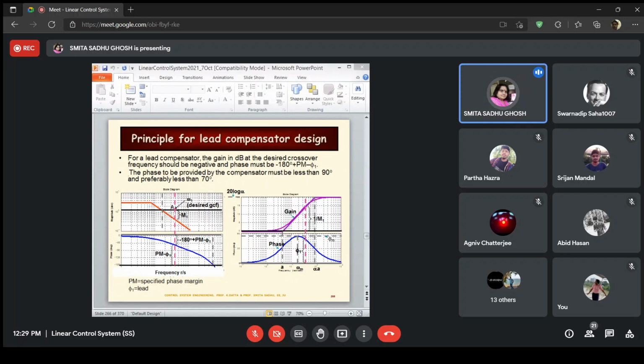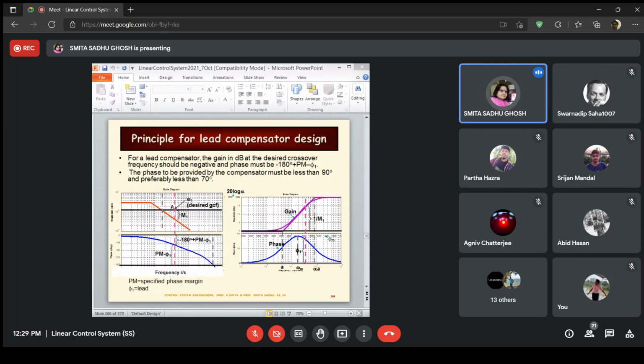What will happen to the magnitude plot? The magnitude plot will become such that the compensated system gain crosses at the frequency omega 1. What will happen to the phase plot? Naturally, there is a lead that I will be getting from here. So the phase plot will actually be going above that. Above that means it's going to slightly shift upwards in frequency.